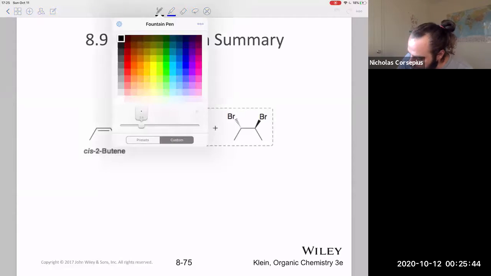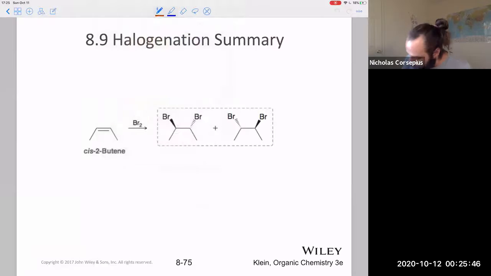All right, so now let's make our little cheat sheet here. In terms of mechanism, this is one where I do expect you to be able to draw the reaction mechanisms from scratch. And again, remember you got that cyclic bromonium ion intermediate.